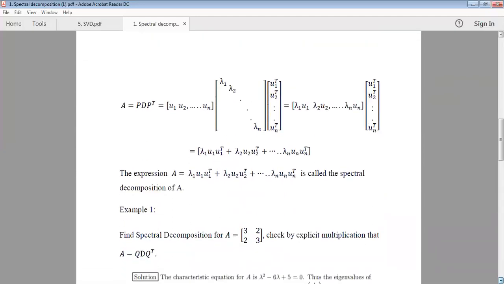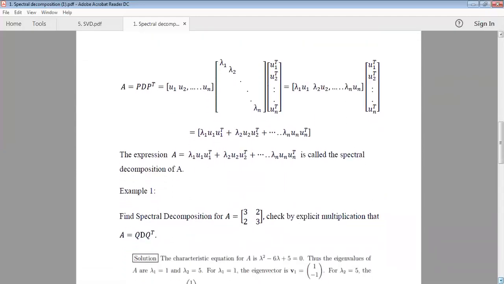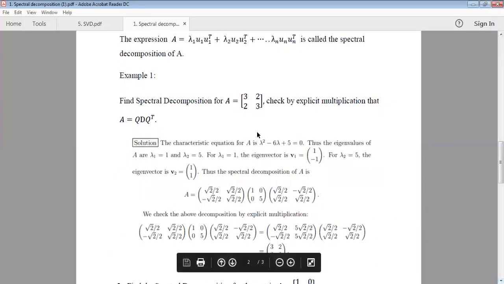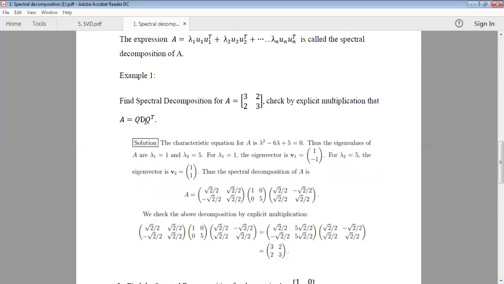Now we see one example you can understand easily. Find the spectral decomposition for A equal to 3 2, 2 3. Check by explicit multiplication that A equals Q D Q transpose. So this is our given matrix, A equals 3 2, 2 3.